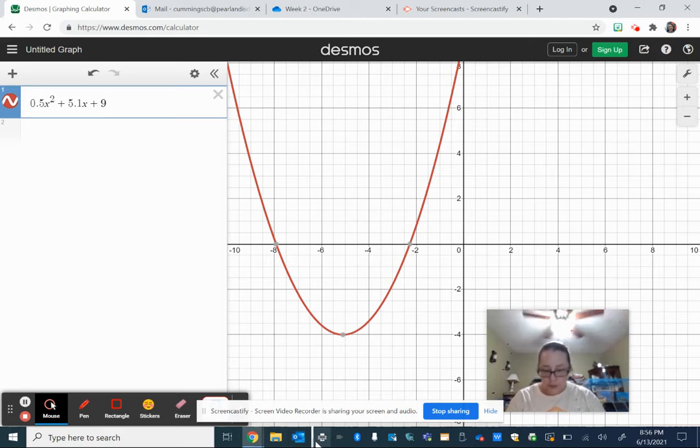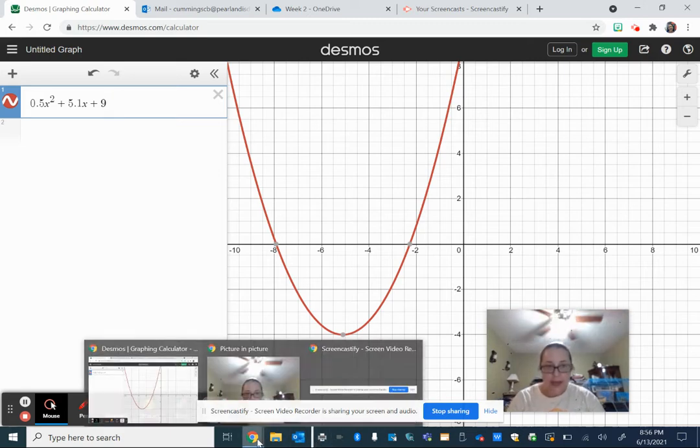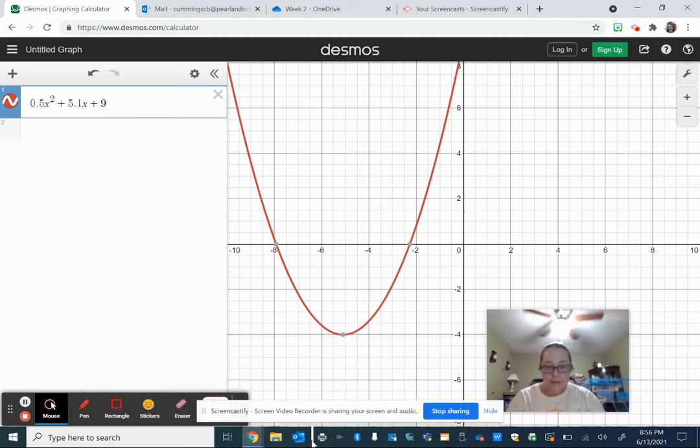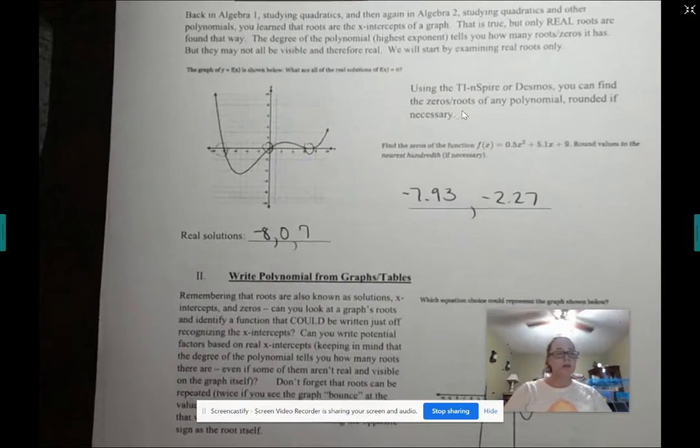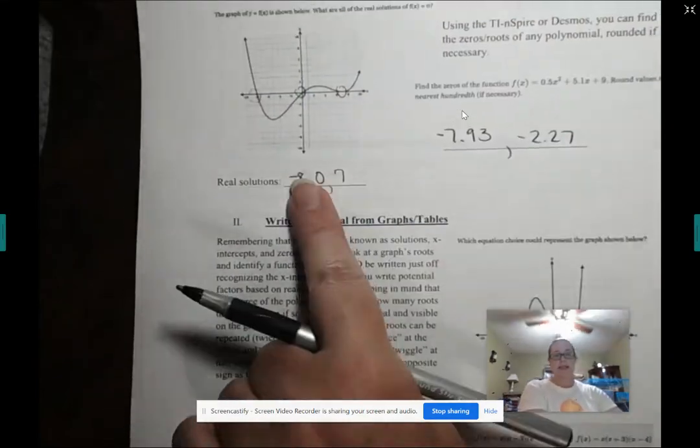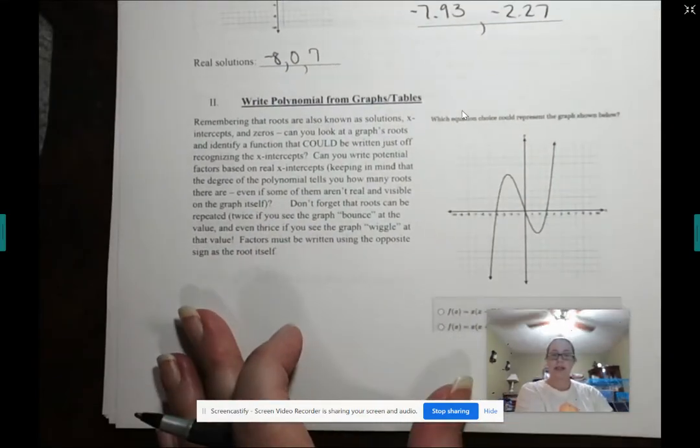So I'm going to attempt to get us back to the screen where I can see our notes. There we go. All right, so now we're done with that section. You've got some problems like this in that section.